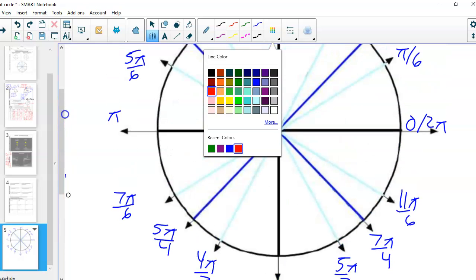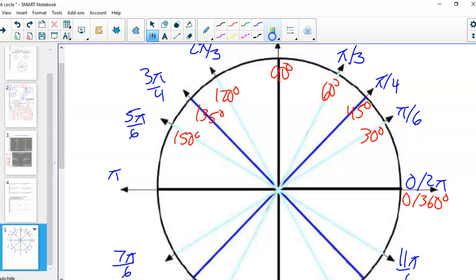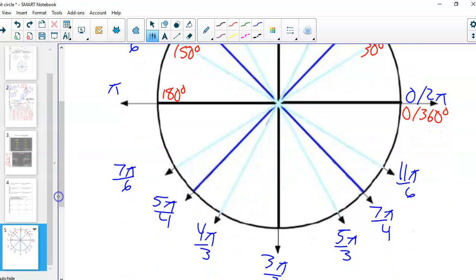Now in degrees. First degree. Keep going. 120. 135. 150. 180. 210. 225. 240. 270. 300. 315. 330.